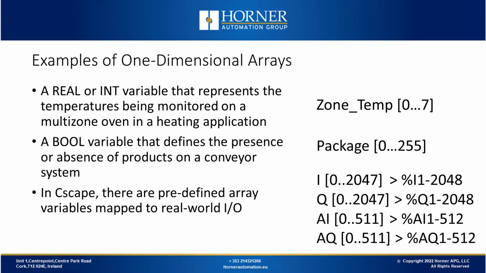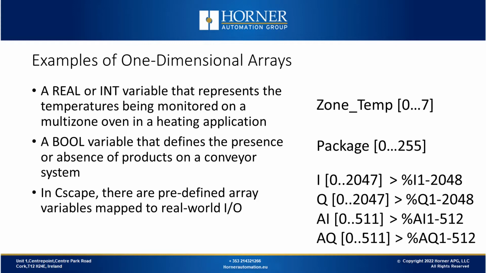One-dimensional arrays are the most common arrays that you can use in your application. One example of a one-dimensional array would be an array that represents 8 temperatures in a multi-zone oven in a heating application. There's an example of what that looks like on the right called zone temp, which is an array of the real type that has 8 different elements with an index of 0 to 7.